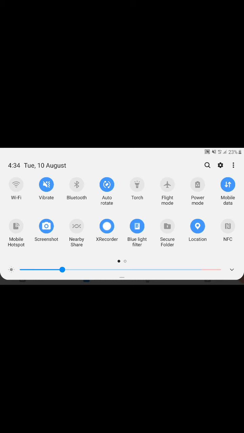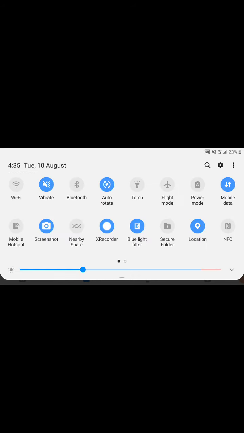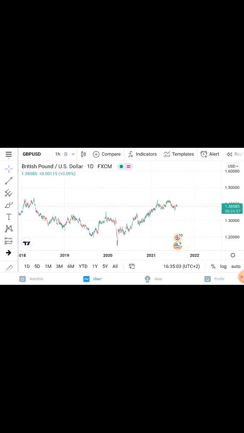My lighting, because I don't know why it wanted to be dark right there. Okay, that's good. Okay, cool.